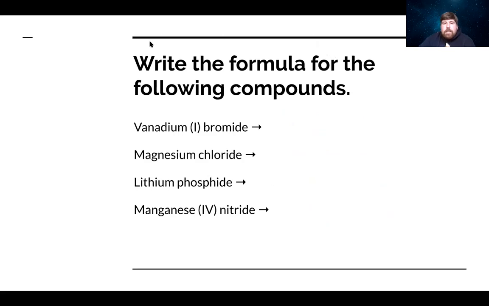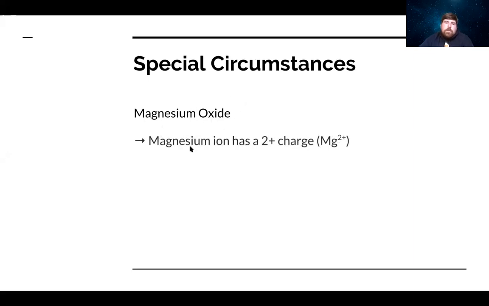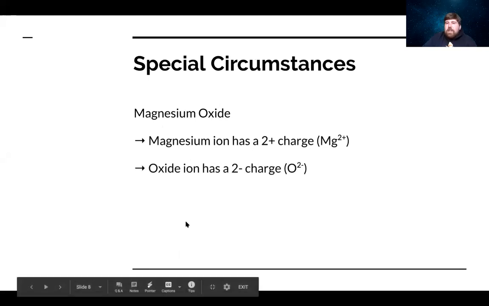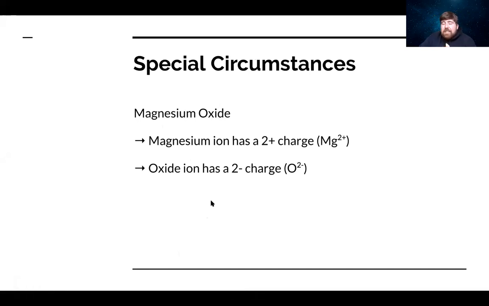So now the last thing I want to point out while we're going over this is a few exceptions or special circumstances to the rules. That would be in a situation like magnesium oxide, where the cross-down rule doesn't quite work. So let's go ahead and look at this. Magnesium, being in the second column, has a charge of +2 as an ion. Oxygen has a charge of -2 because it's in the sixth column. Because they have the same charge, you only need one of each in order to cancel out the charge.